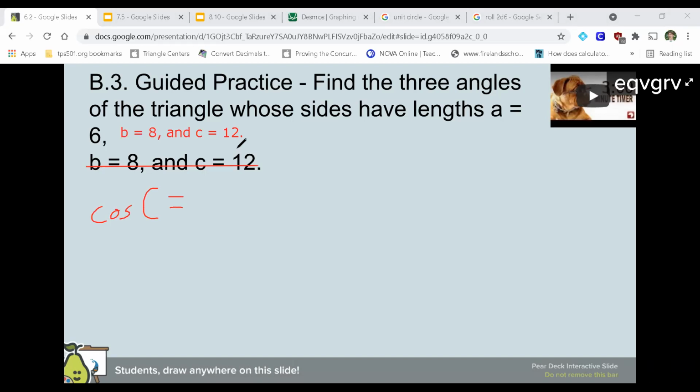Yeah, so we should get cosine. I'm gonna go ahead and plug in my A, B, and C values to save us a line. So it'll be cosine of C equals 6 squared plus 8 squared minus 12 squared over 2 times 6 times 8. And then Hayden, how do I get rid of this cosine? Inverse. Type into the old calculator.